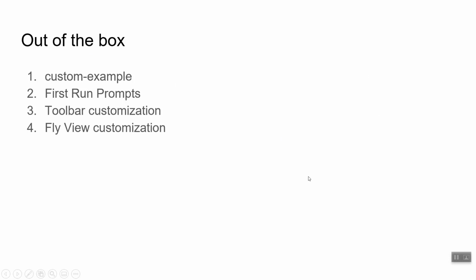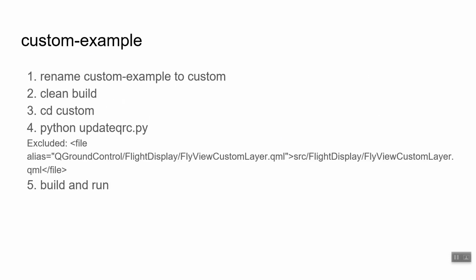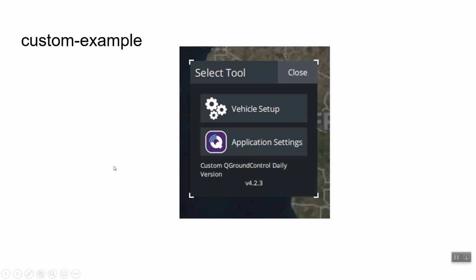Okay, so we're going to look at the custom example a little bit, toolbar customization and fly view customization. I didn't get around to doing first run prompts yet. Okay, so we have our custom example. So here's what we do. We rename custom example to custom, clean build, go into custom, run update QRC. You get this message that says it is excluding the fly view custom layer flight display, and then we build and run.